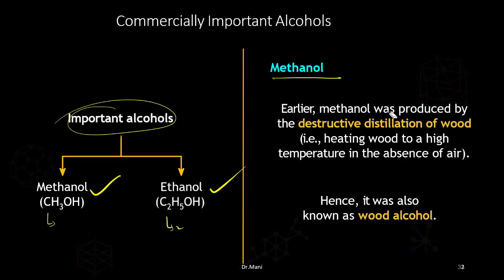Earlier, methanol was produced from the distillation of wood. That means you heat the wood at a very high temperature in anaerobic condition, in the absence of air. When you do that, you get methanol. That's why methanol is also called wood alcohol. Just remember, this is not ethanol, it is methanol, the one-carbon alcohol, called wood alcohol because in the ancient days they used to prepare it from wood.